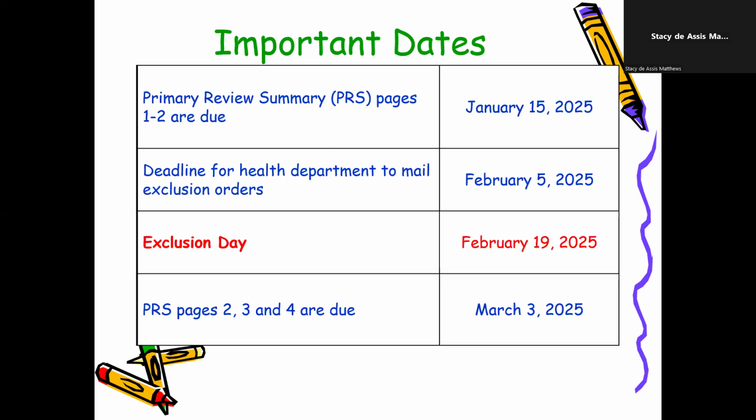Let's go over some important due dates. The primary review summary, also known as the PRS, pages 1 and 2, are due by January 15th, 2025. Then the local health department has 3 weeks to mail exclusion orders to families of children missing documentation of immunization or exemption. The letters will be mailed by February 5th this school year.